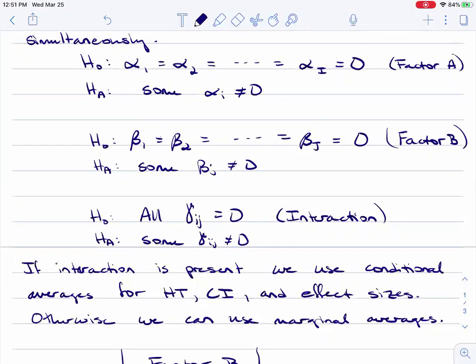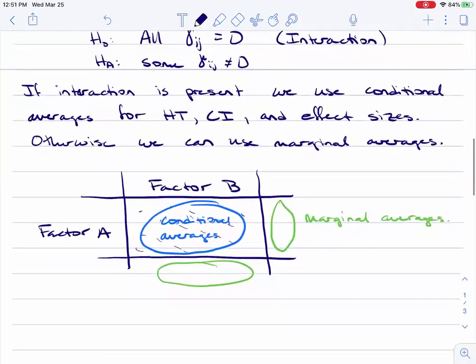Well, it depends. If we have an interaction, then your hypothesis testing, confidence intervals and effect sizes should be focused on the conditional averages, which are the averages in these overlapping cells. Because then you want to know, how does factor A influence factor B? If there's an interaction. If there's no interaction, then you can just use the marginal averages like we've been doing.